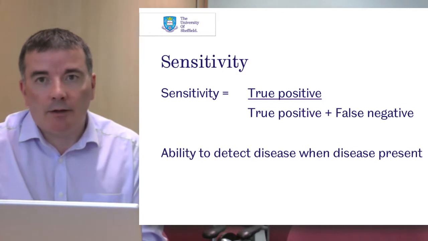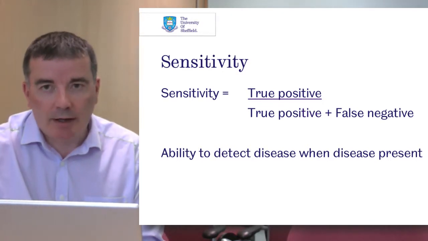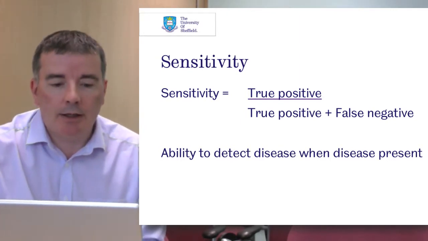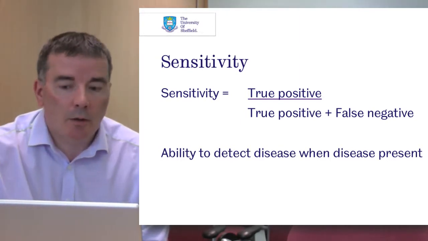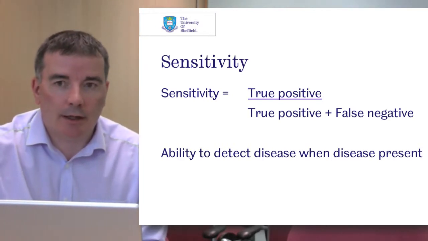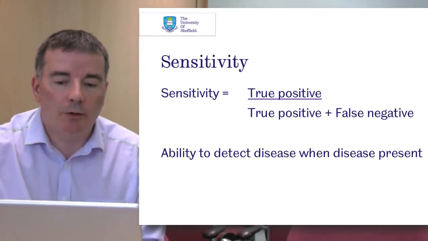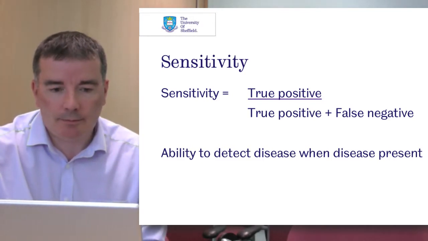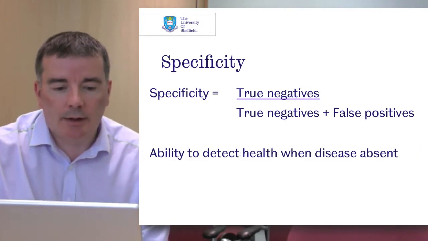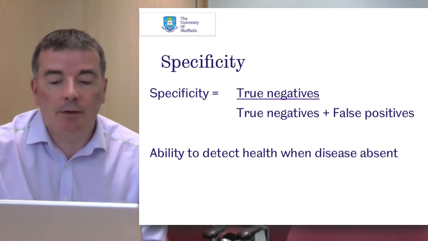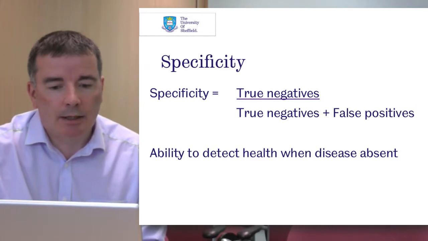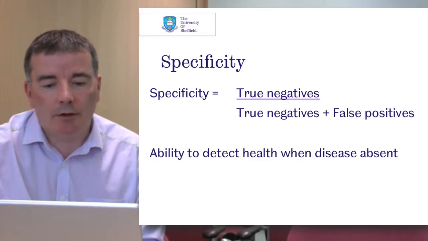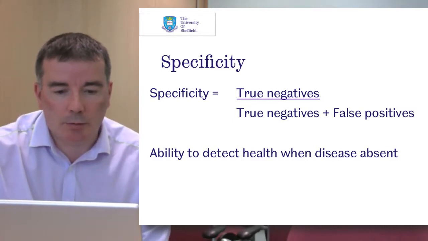So don't let this formula put you off. It's actually very simple, and it's just using that very simple table. Sensitivity is the ability to detect disease when disease is present, and that is calculated by putting all your true positives over all your true positives plus your false negatives. Specificity is the ability to detect health when disease is absent. Specificity, again using that table, is true negatives over true negatives plus false positives.